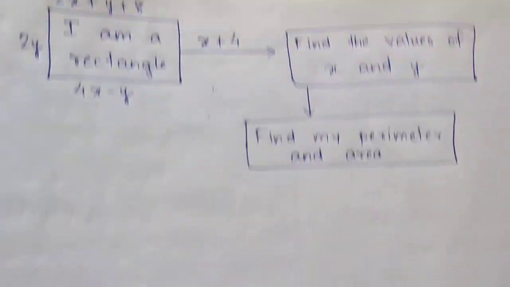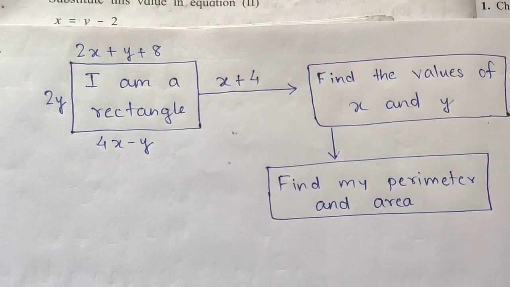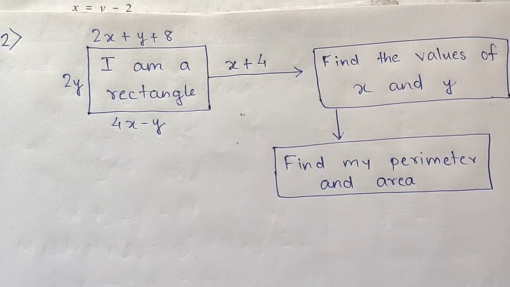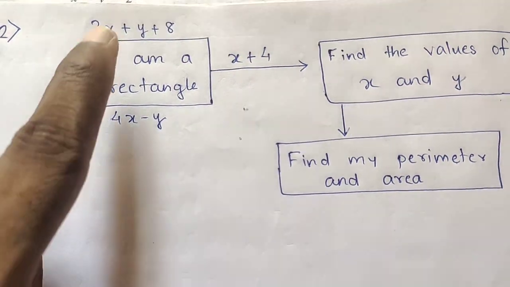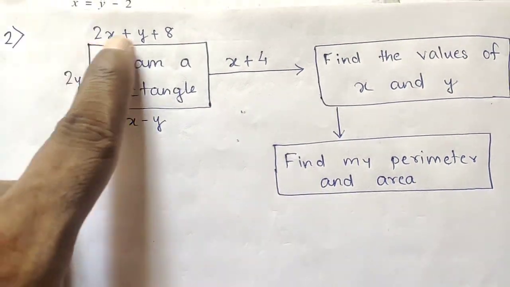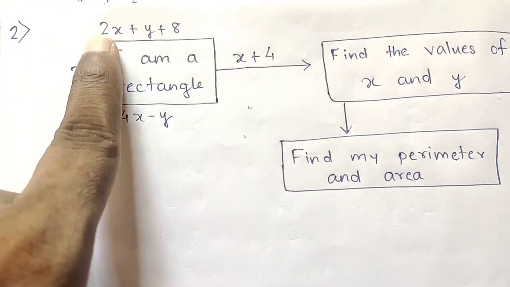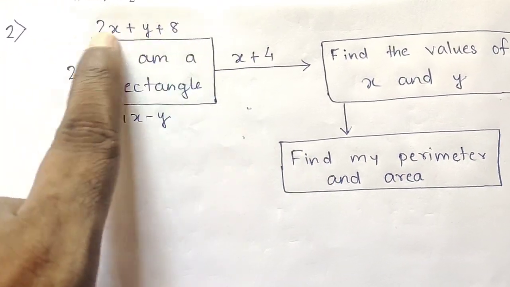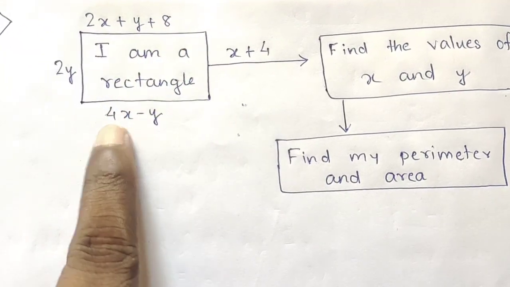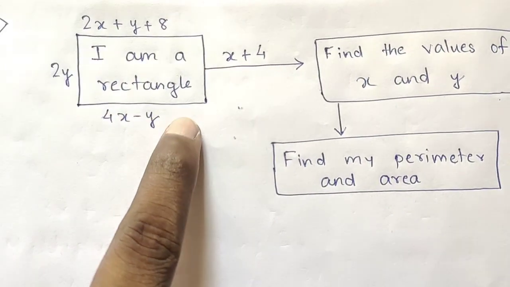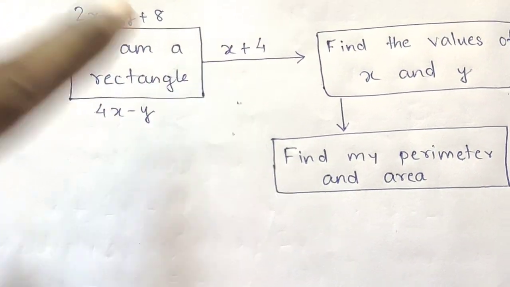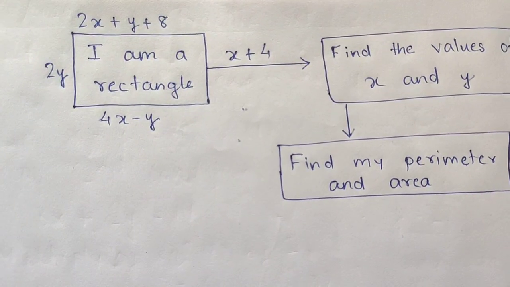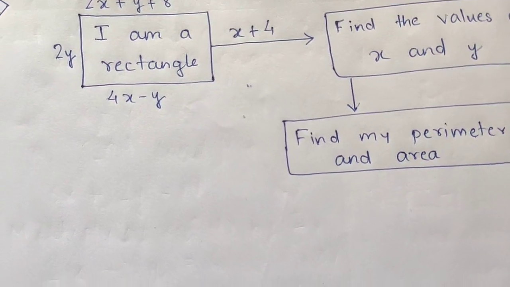Okay, now see, already I have made the diagram. So first we will see what is the rectangle. First this is the rectangle. So this is your first length, that is 2x plus y plus 8, and your other length is 4x minus y. And what is the breadth? 2y and x plus 4. And you know lengths are equal and also breadths are equal.